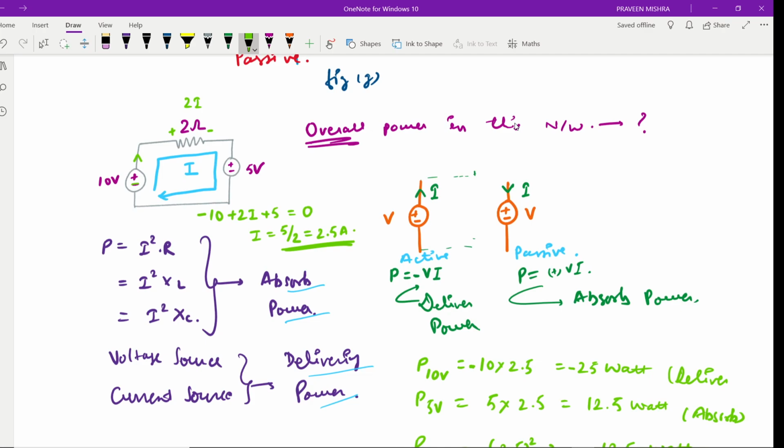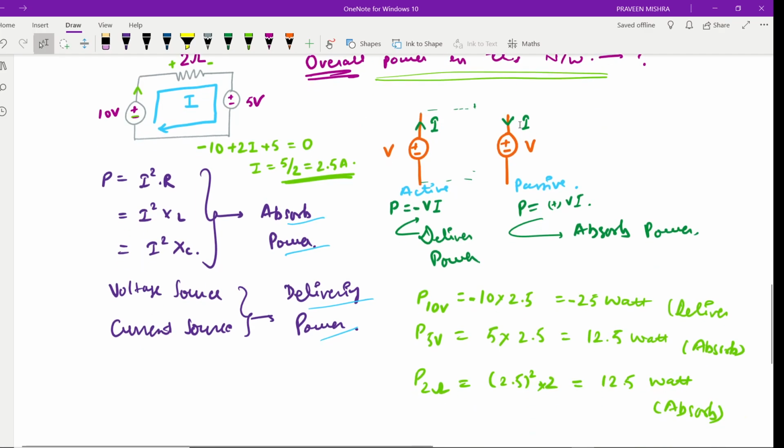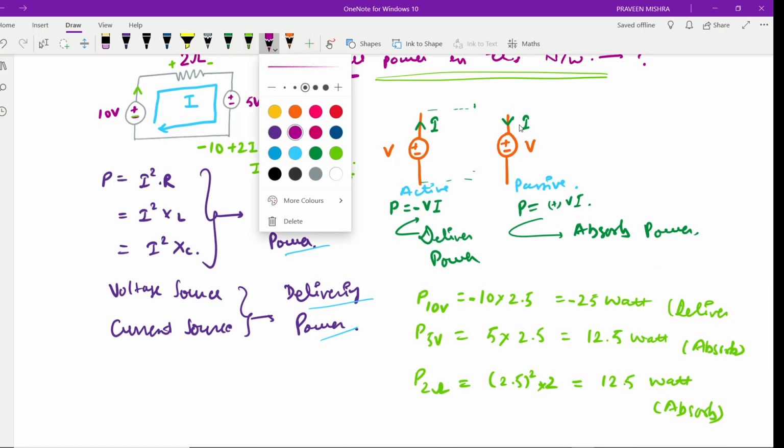We have to find out the overall power in the network. The overall power in the network will be: the 10-volt source is delivering the power of 25 watt, and the 5-volt source is absorbing the power of 25 watt, and the 2 ohm resistor is also absorbing the power of 12.5 watt.